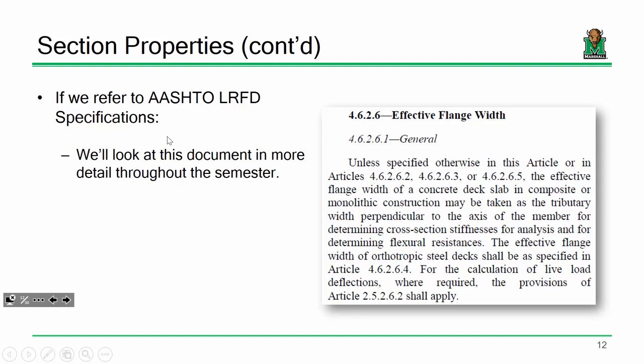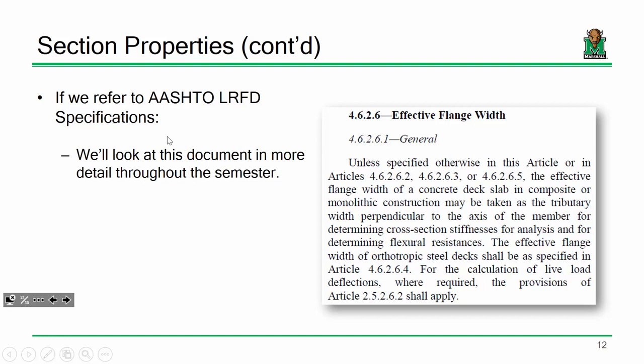So I have here a small snippet from the spec, and I'm just going to read this out. Unless specified otherwise in a series of articles, which we can talk about later, the effective flange width of a concrete deck slab in composite or monolithic construction may be taken as the tributary width.